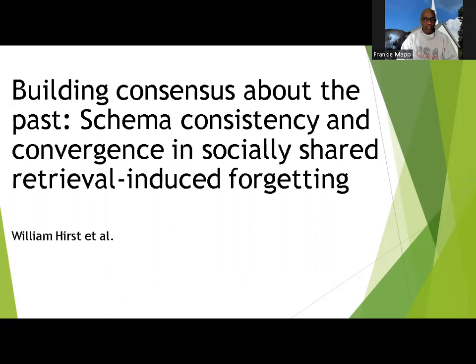This presentation is entitled Building Consensus About the Past, Schema Consistency and the Convergence in Socially Shared Retrieval-Induced Forgetting.